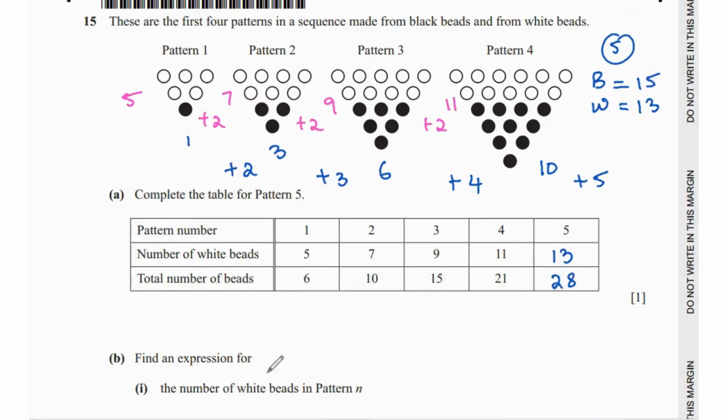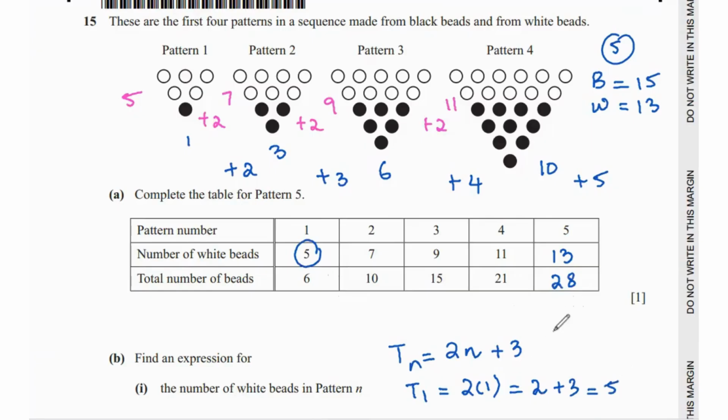Then it says find an expression for the number of white beads in pattern N. So for pattern N, we're adding 2 beads each time. So whatever the common difference is, you times it by N. So that gives us 2N. So let's say the nth term is 2N. To find the first term, 2 times 1 gives us 2. Whereas for us, the first term is 5 for the number of white beads, which means to turn 2 into 5, we need to add 3.